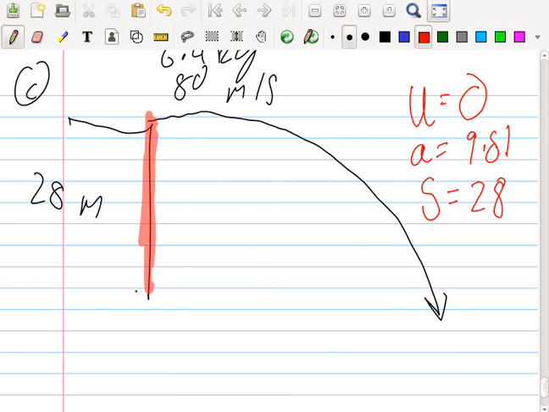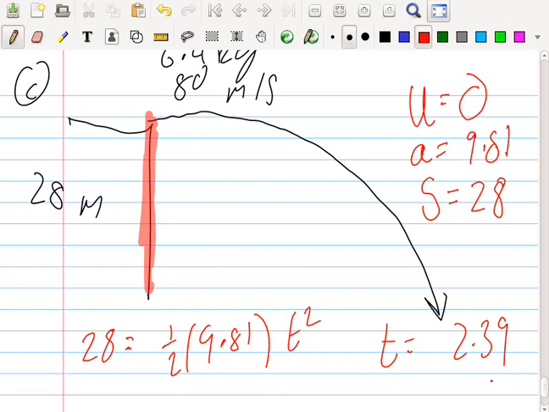Okay, so we have S equals UT, which is 0, plus a half A T squared, so T equals 2.39 seconds.